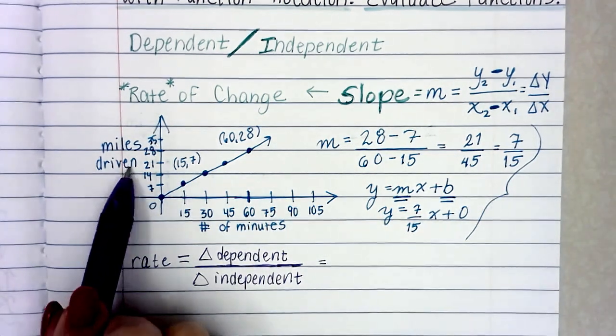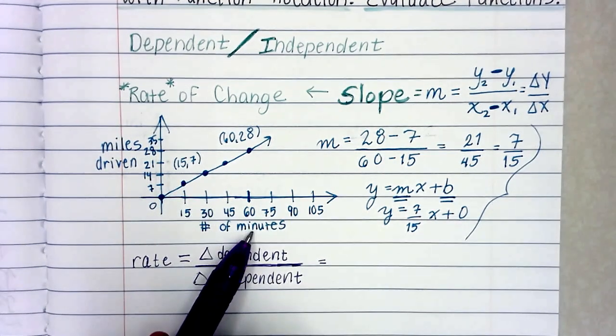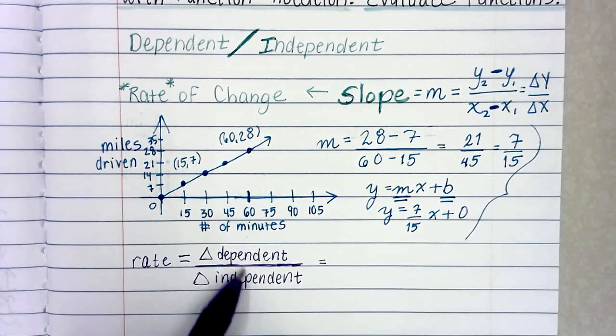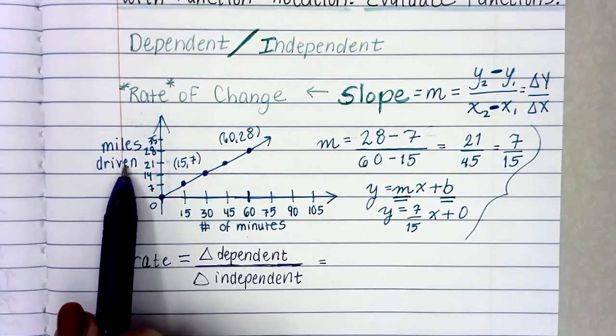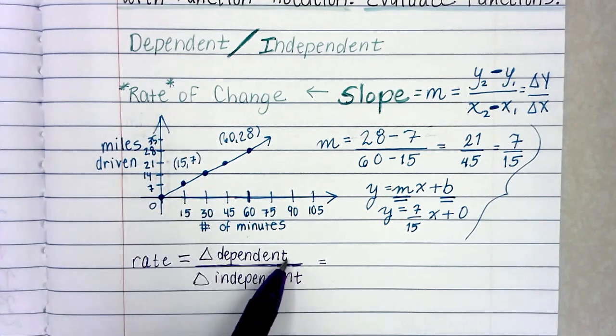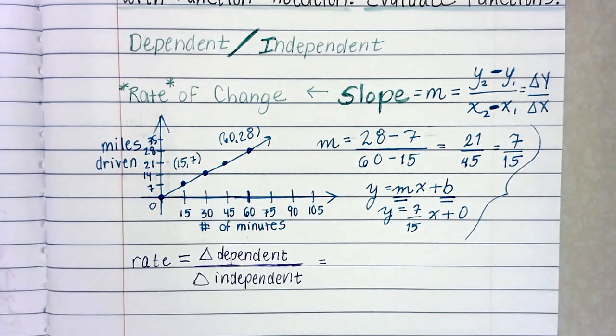So the number of miles driven depends on how many minutes you were driving. Sure, you could say you're going to interpret it differently, and that's definitely possible, but we're going to interpret it in this way. The number of miles driven is dependent upon how many minutes you have been driving. You set your car to cruise control, you let it just go. It's like, how far have we gone? Well, how long have we been driving? Okay, so your miles driven depends on the number of minutes you are driving.